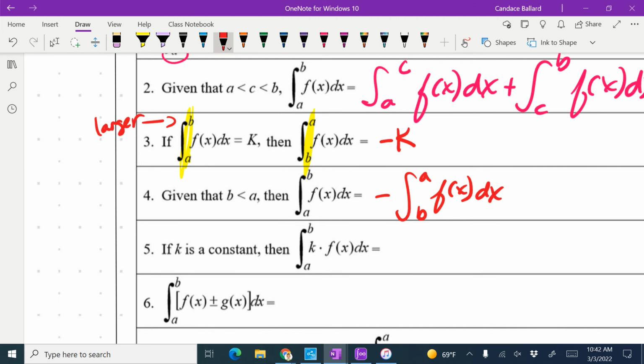On number 5, we talked a little bit about this yesterday. We started using it yesterday. If we have a constant times a function, we are allowed to take that constant and bring it in front of the integral. And sometimes it helps us see the integral better. Sometimes it gets it out of the way so we aren't dealing with that coefficient.